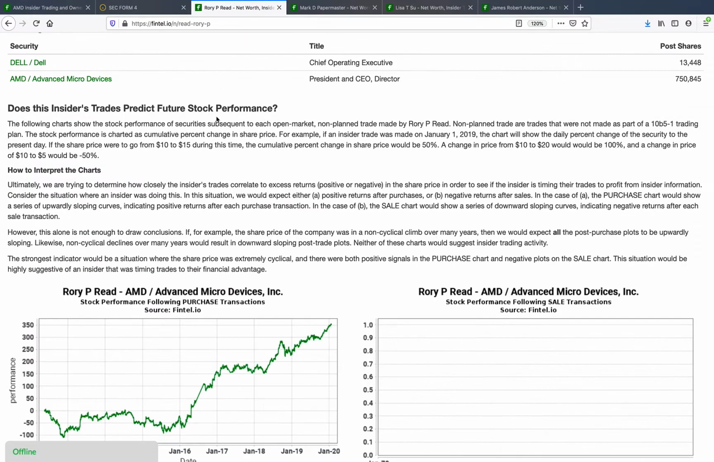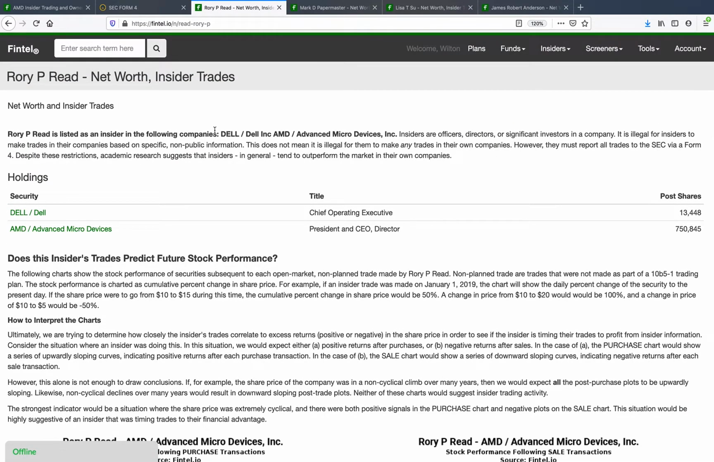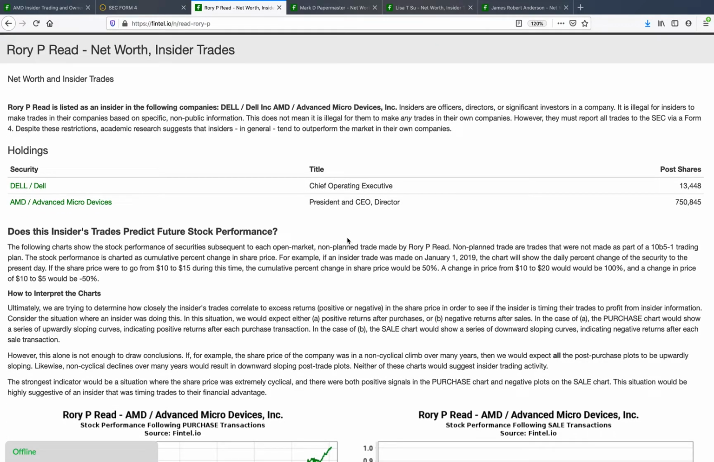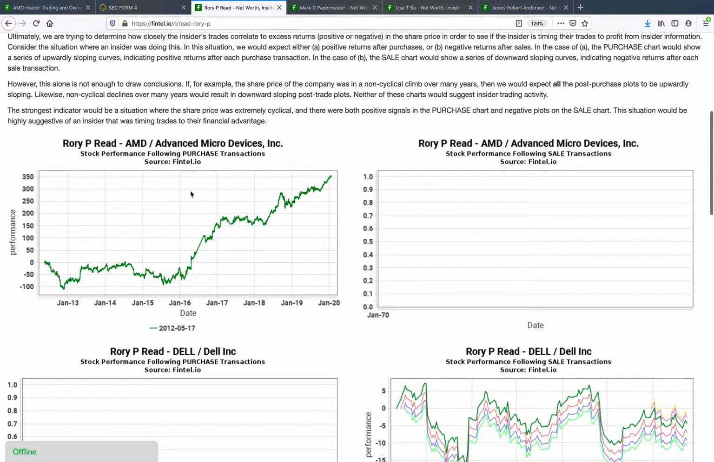And I've clicked on Rory Reid's link here, and I can see some detail about Rory Reid. Rory Reid is officer or chief operating executive of Dell, or was perhaps, and also was or is the president CEO of AMD. Probably was, because I think Lisa Su is the president CEO now of AMD. You can see at AMD, Rory purchased some shares back in January of 2013, and it went way up. So that's interesting to us, okay?